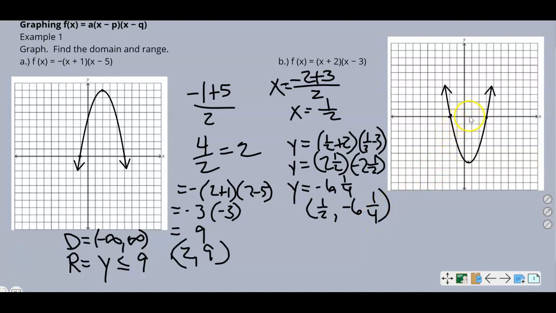So if you come over, 1/2 is going to be halfway between 0 and 1. Negative 6 1/4, I come just 1/4 of the way down past negative 6. Once I have 3 points, I can sketch the curve. Domain again would be all real numbers. Your range would be all y values greater than or equal to negative 6 1/4.